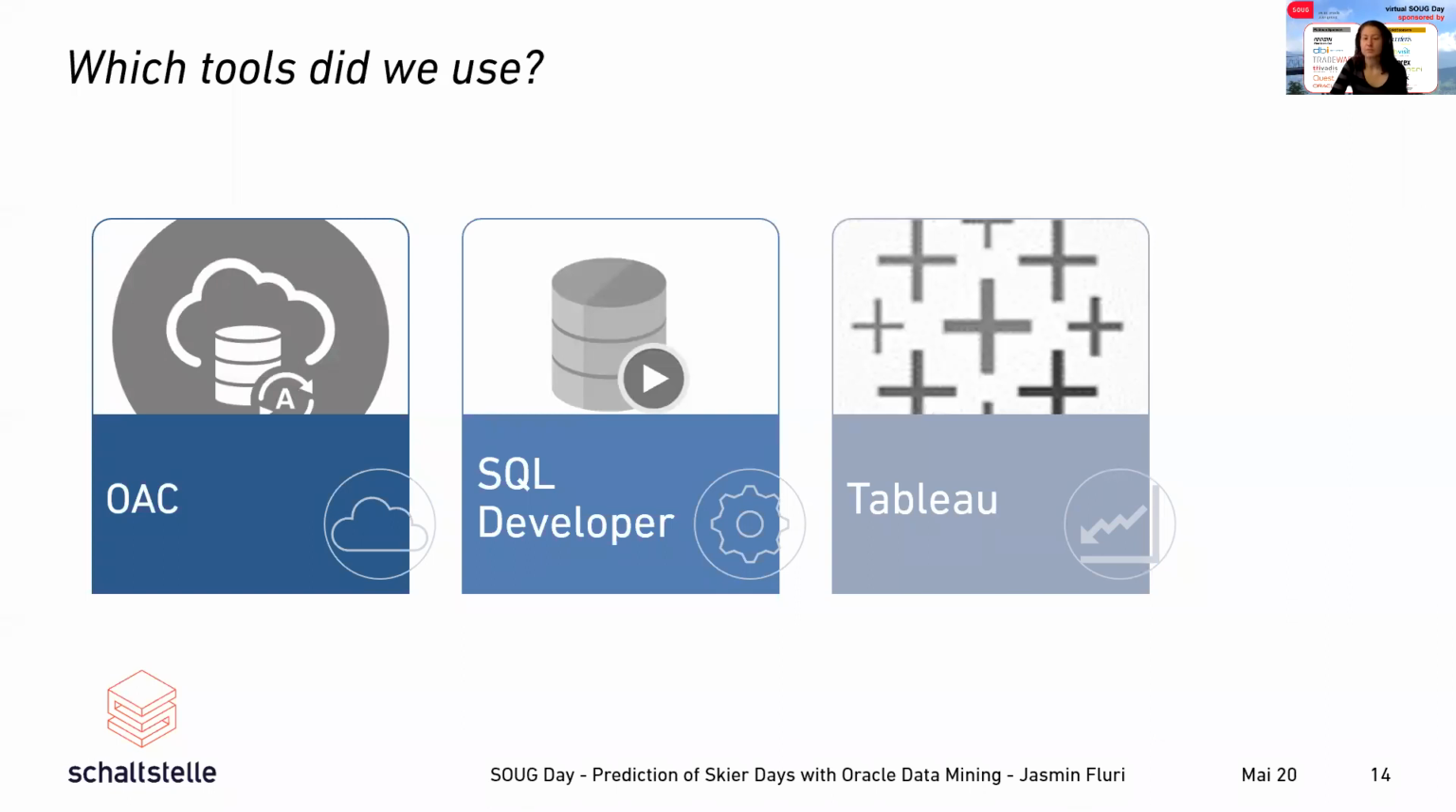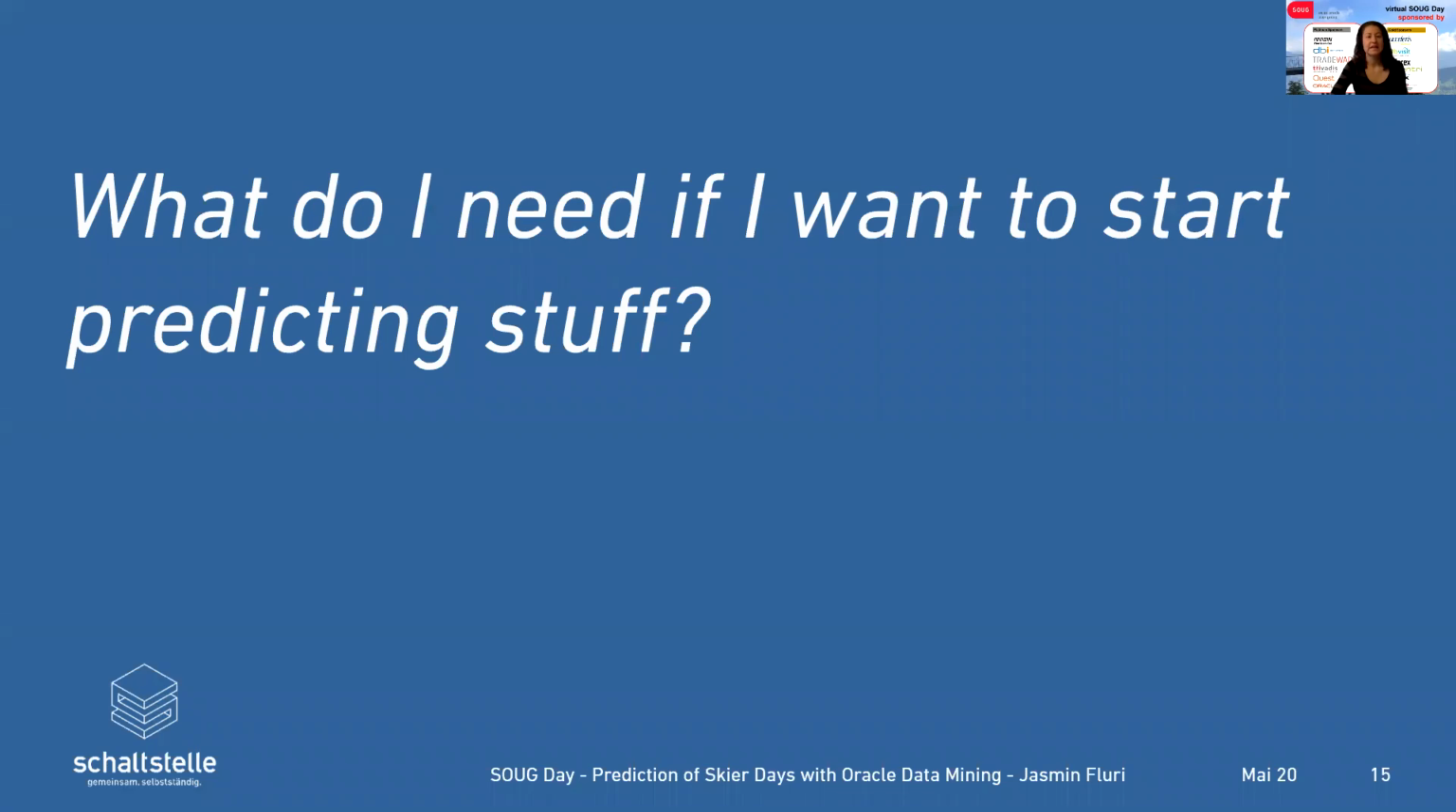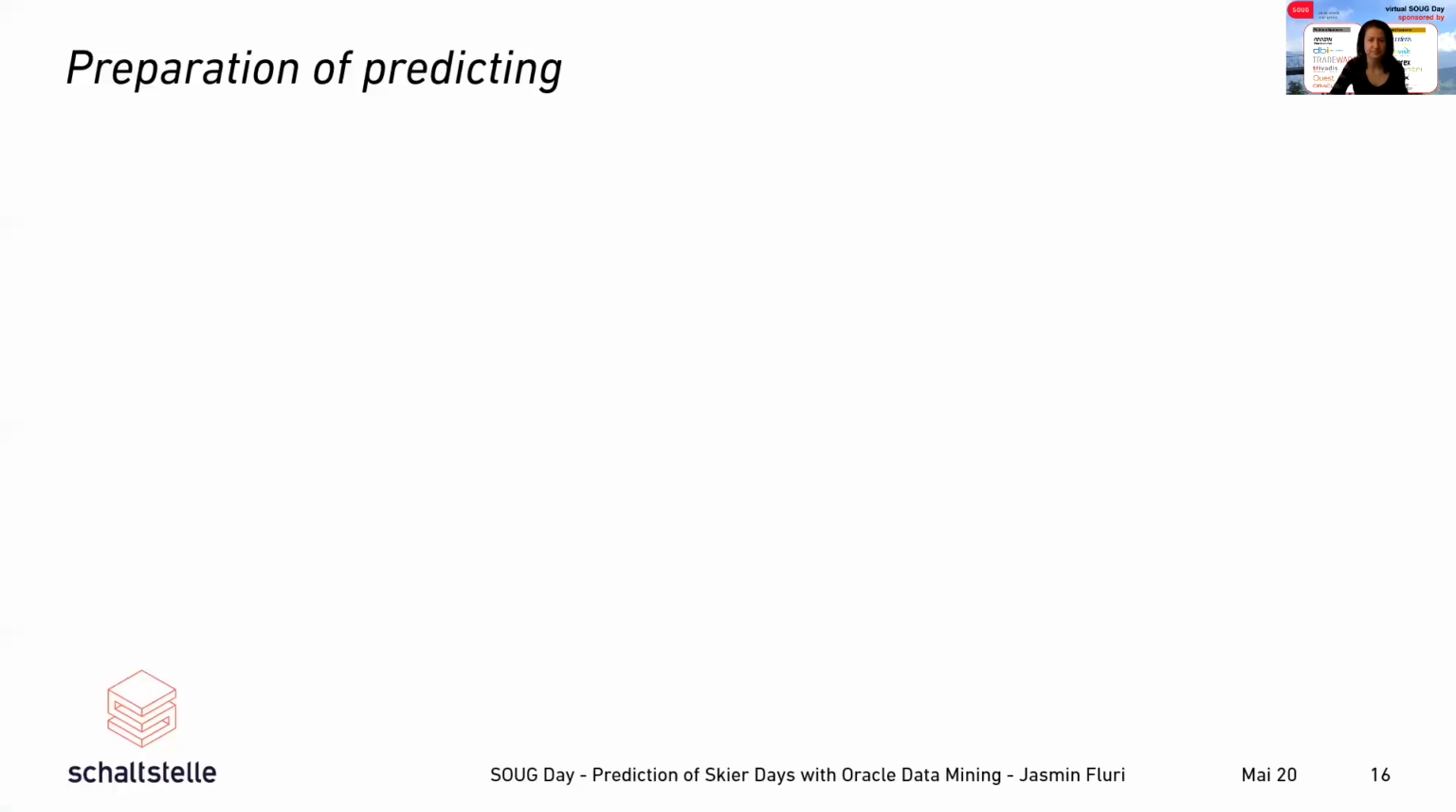The SQL Developer data mining extension lets you analyze how your data is distributed and gives you an idea of how much variation in the distribution you have. So we could have just used the data miner extension and used only 2 tools. Now we have decided upon the tools that we are using, but what else is necessary if you want to start a prediction? What do we need if we want to predict how many skiers are going to ski?